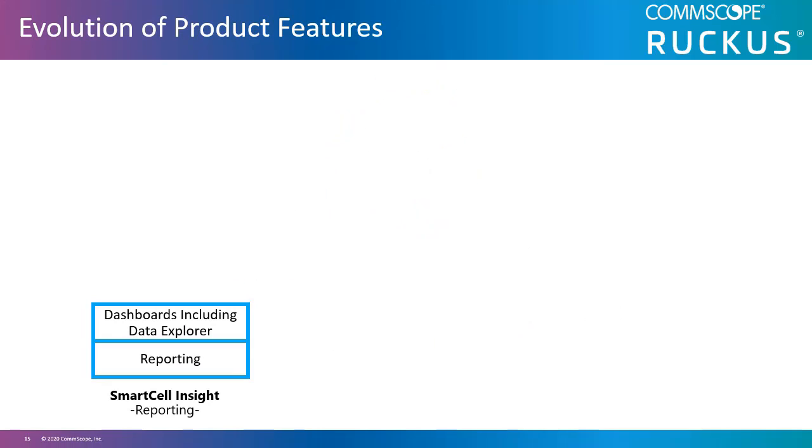This slide shows a graphical representation of the incremental features that we're building. Starting at the current state of the world is our Smart Cell Insight product, which maps to the basic reporting of our previous evolutionary graph. Smart Cell Insight provides reporting and dashboards, including the Data Explorer tool, and reporting that is on an on-premise product. This is the data aggregation state of the evolution.